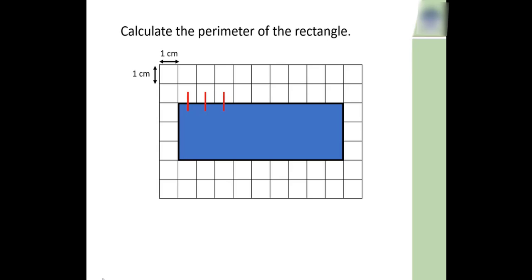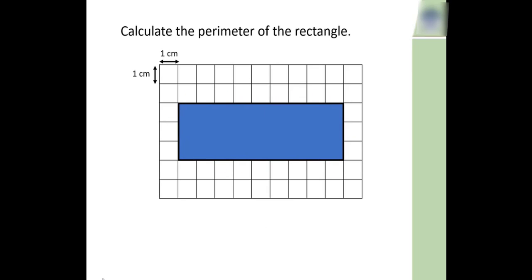1, 2, 3, 4, 5, 6, 7, 8, 9, 10, 11, 12, 13, 14, 15, 16, 17, 18, 19, 20, 21, 22, 23, 24. Here I have counted all the squares going around the edge of my rectangle, and I have found that the perimeter is 24 centimetres.